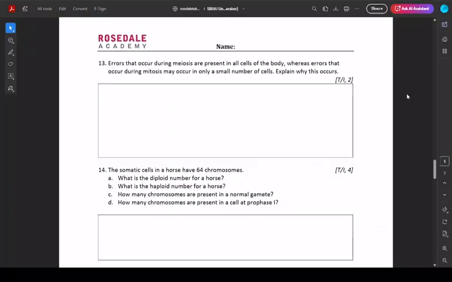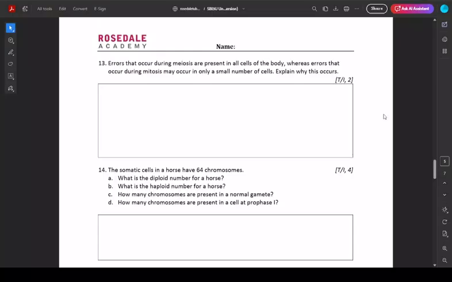Errors that occur during meiosis are present in all cells of the body, whereas errors that occur during mitosis may occur in only a small number of cells. Explain why this happens. Okay, so we're gonna talk about the nature of mitosis and meiosis. Meiosis produces gametes, which are sex cells that pass it on to generations. These errors, also known as non-disjunctions, will affect all the offspring, and then the offspring will affect the rest of the offspring, and it just stacks up like a domino effect.